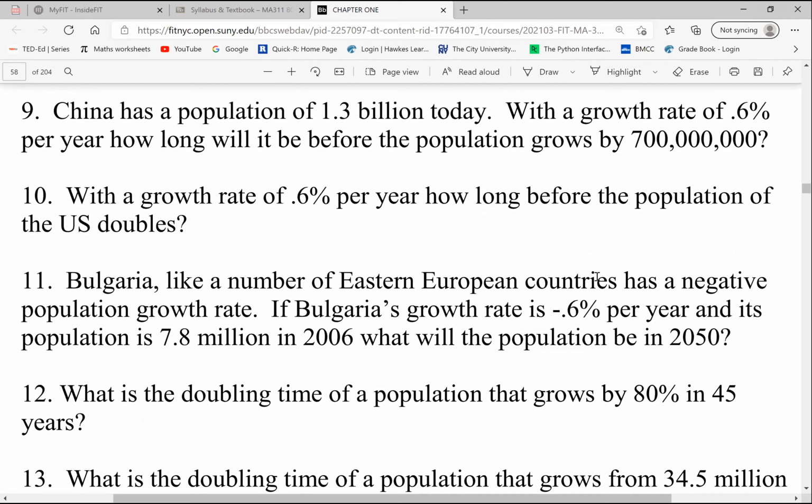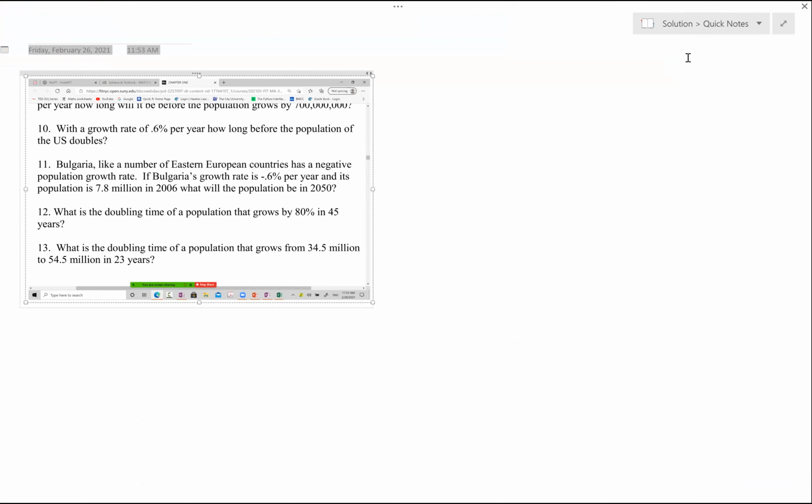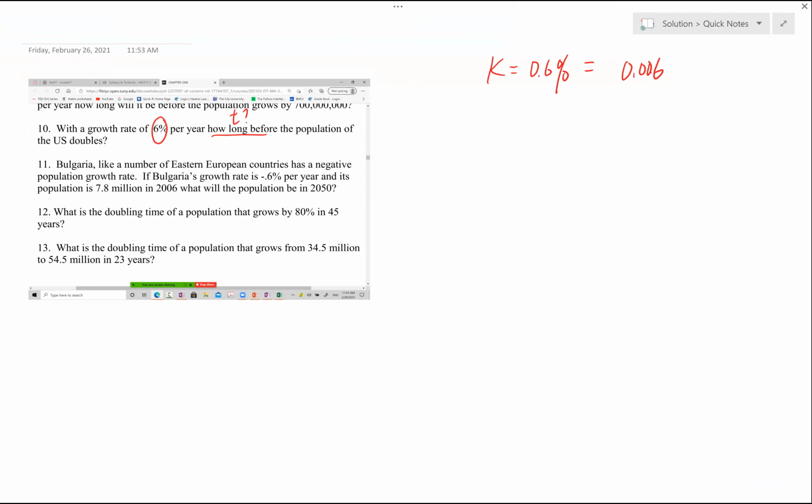Okay, so let's go over the solution for those two questions, 10 and 12. There you go. So question 10 first. We have this growth rate of 0.6% per year. How long before, indicating we're looking for time t, and then again doubling the population, doubling the US population. So right here, K is given, K is 0.6%, which is 0.006. So turn it into a decimal first. And then doubling means NT equals twice N0, 2 times N0.